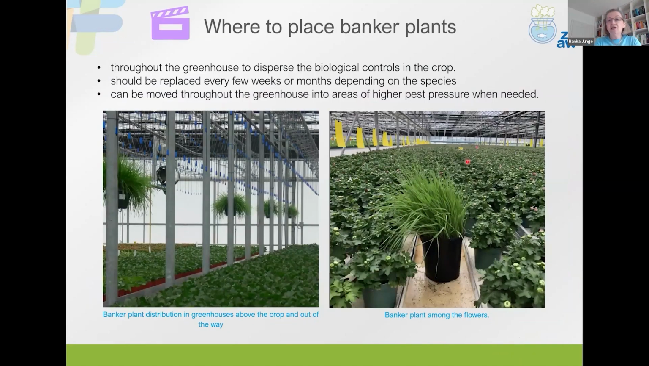Where to place banker plants? One option, like the example that you have seen in a strawberry field, is just like intercropping. Or you place them throughout the greenhouse. For instance, you can hang the baskets so that they are a bit away from the crop and they don't disturb your work. Or you can put them in between, among the flowers, for instance. You have to decide how many you want. They should be replaced every few weeks to be sure that you have enough animals.